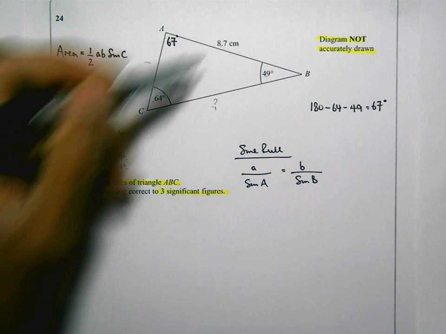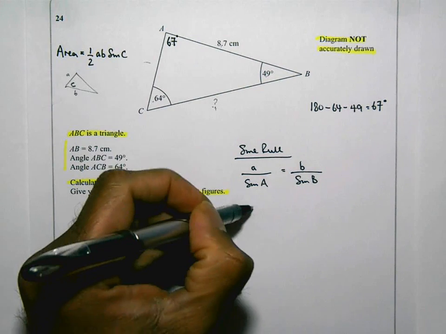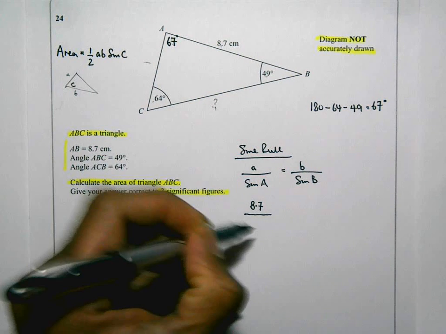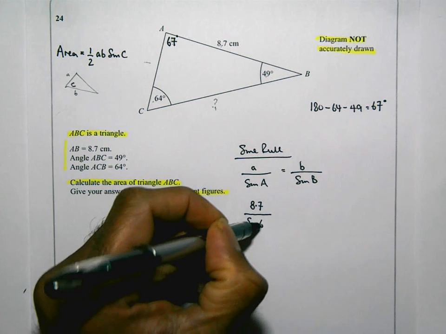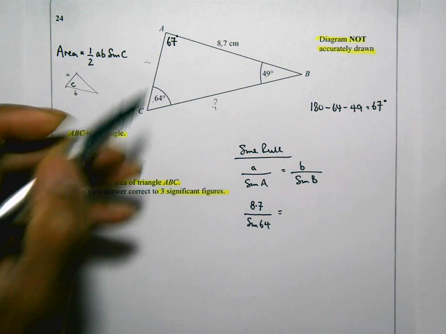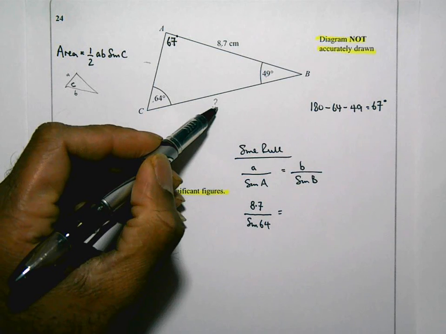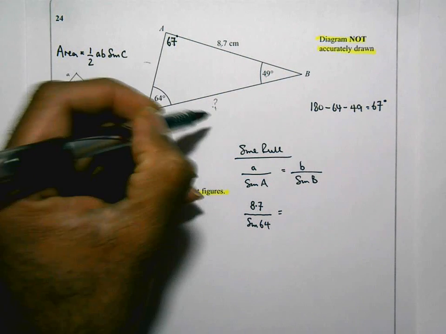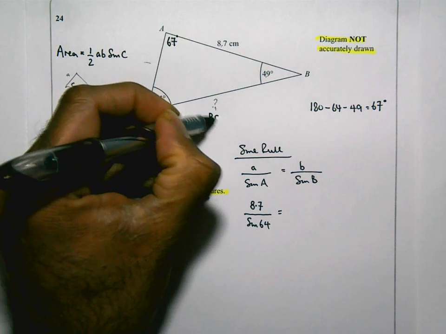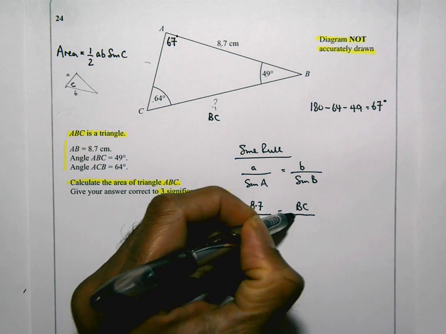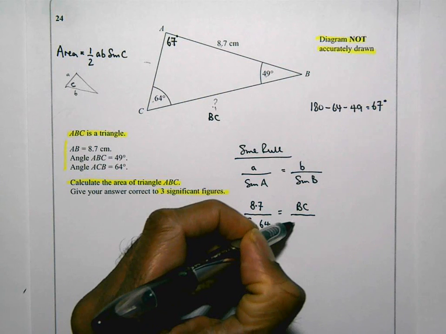So 8.7 and the angle opposite that is 64, so that's sine of 64 is equal to that angle there, 67, and that's what I want to work out, and I'm going to call that just BC. So that's going to be BC over sine of 67.